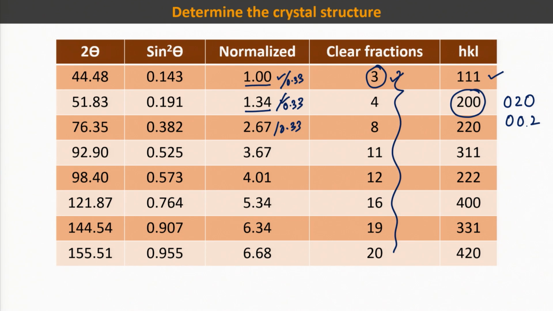So, you can put anything, but you cannot confirm whether it will be 2 0 0, 0 2 0 or 0 0 2. So, let us say it is 2 0 0. Similarly, for this clear fraction of 8, the HKL value will be 2 2 0. So, from this h square plus k square plus l square, you can predict, because it is getting a reflection at 3, 4, 8, 11, 12, 16. So, this is an FCC crystal structure.